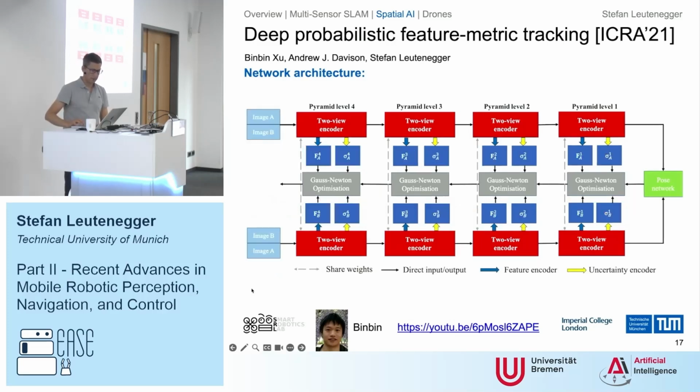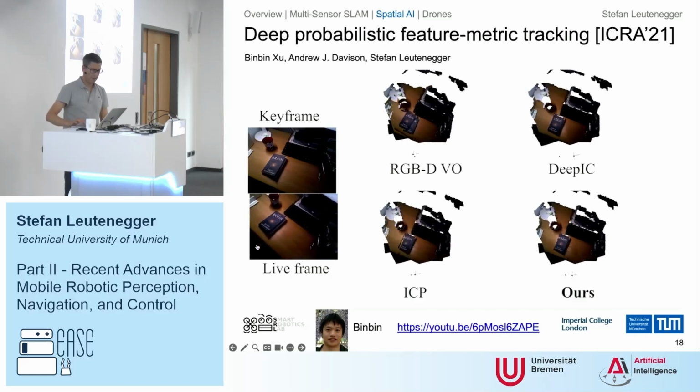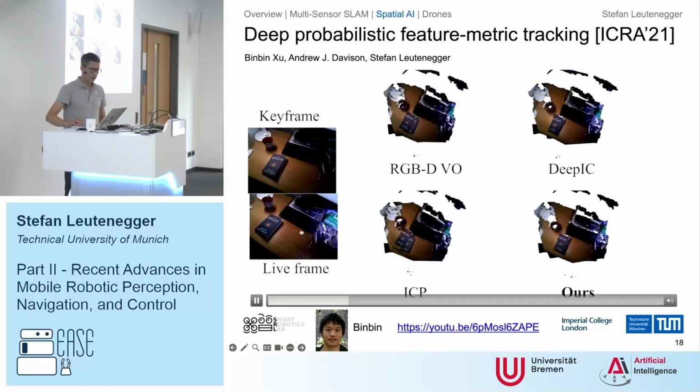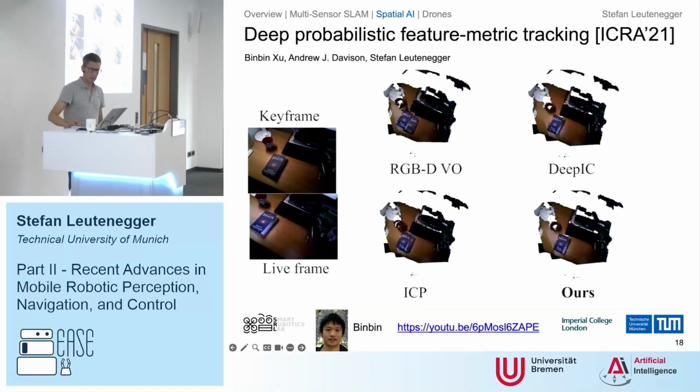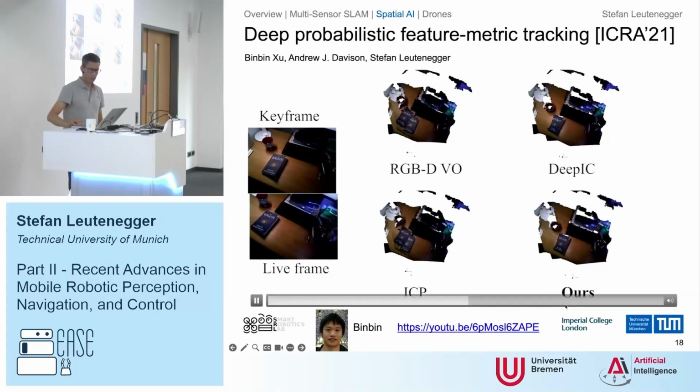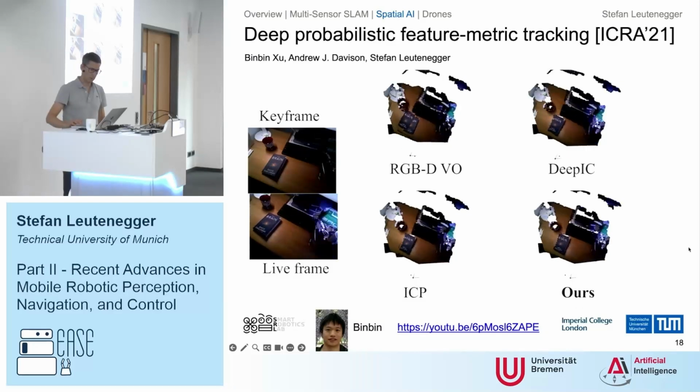So this then works very well, as I promised. We use a keyframe and then try to align this keyframe to a live frame that we disturb quite heavily. If you compare this to some baseline approaches that haven't, of course, been trained like that, this works really quite well to align these two together.